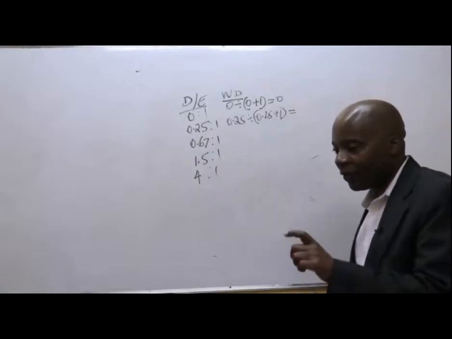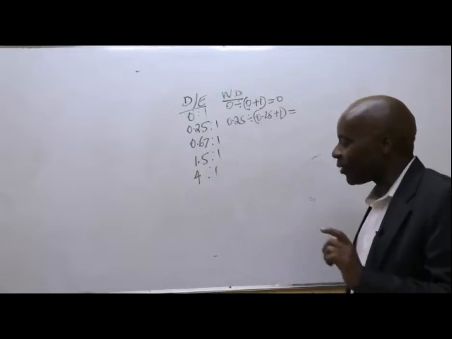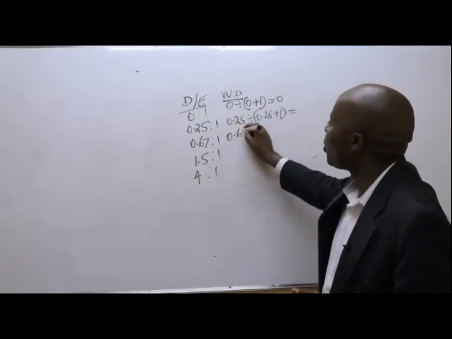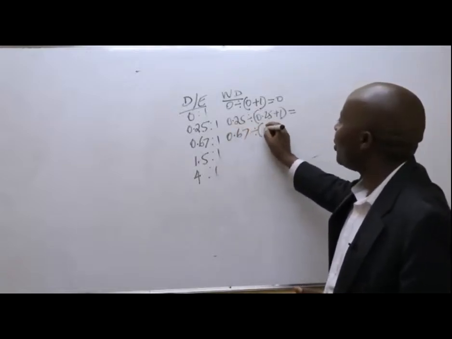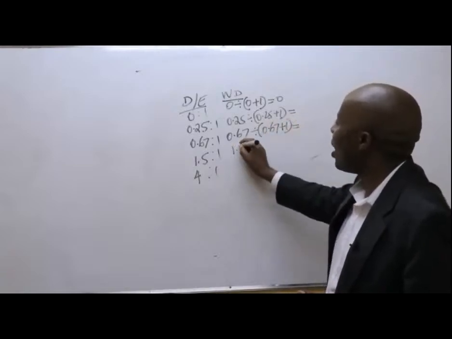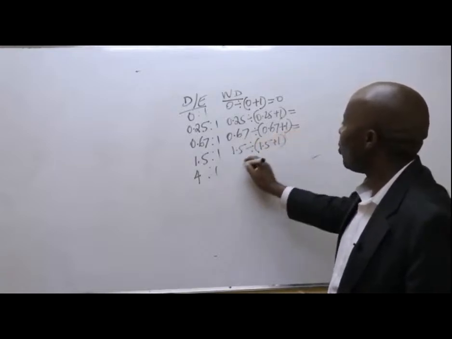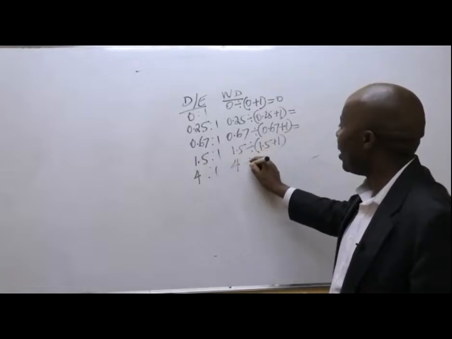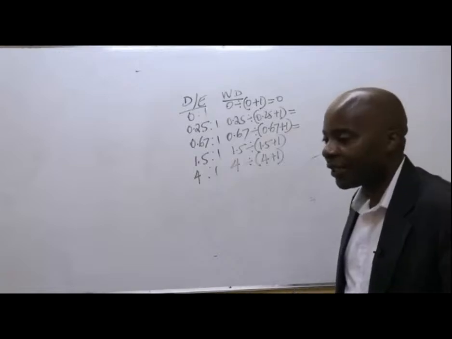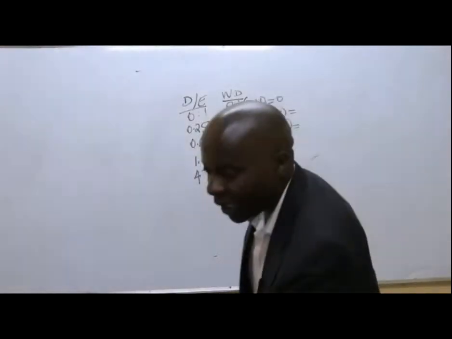I can see Eva Mararo has been able to get all of them correct. When you come here, 0.67 divided by 0.67 itself, but now plus 1. So we have here 1.5 divided by 1.5 plus 1. We have 4 divided by, into bracket here, 4 plus 1. If I do it that way, then I will be able to get some parameters.